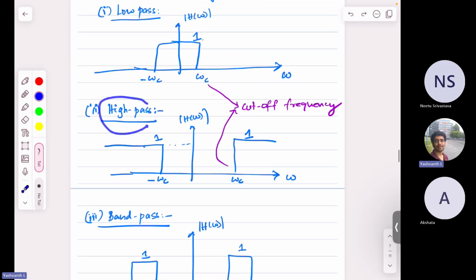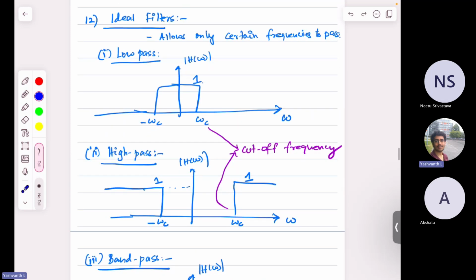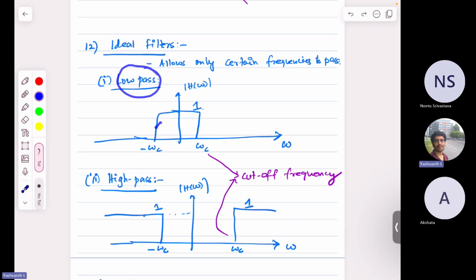This is called a high pass filter because it passes all the high frequencies. And this is called a low pass filter because it passes only the low frequency components to the output.